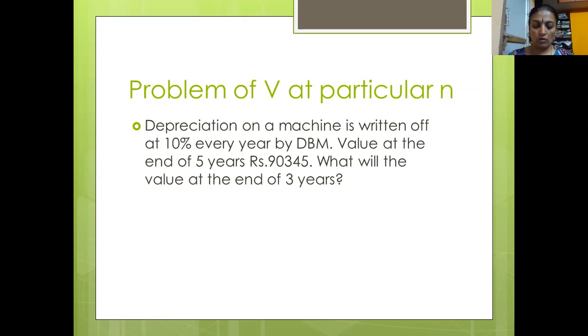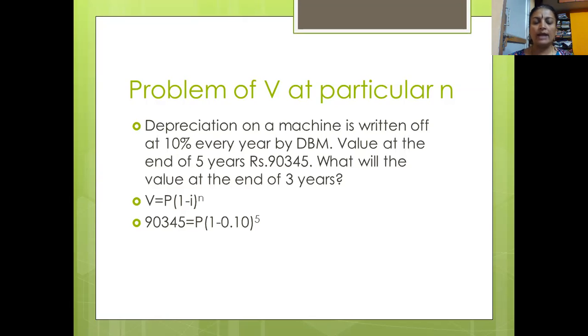How to do it? Okay, first let us have the formula. V is equal to P(1 minus I) raised to the power of N. So what is V? It is given for 5 years, 90,345 is the V that we have to write. Then P(1 minus I), how much? The rate of interest is 10%, so 0.10. (1 minus 0.10) raised to the power of N. N we know is 5 years. So we have written everything: V, N, and I. We don't know P. We have kept P as P only.